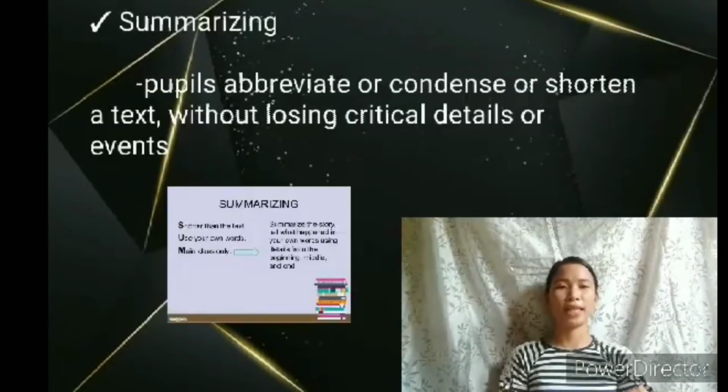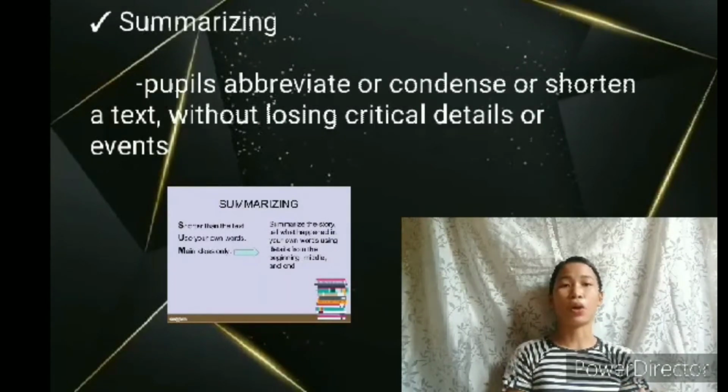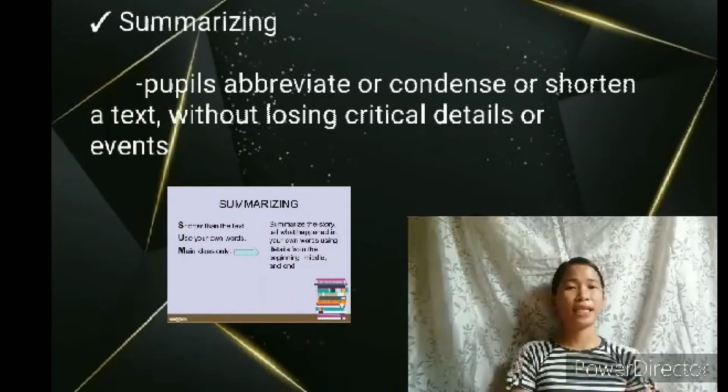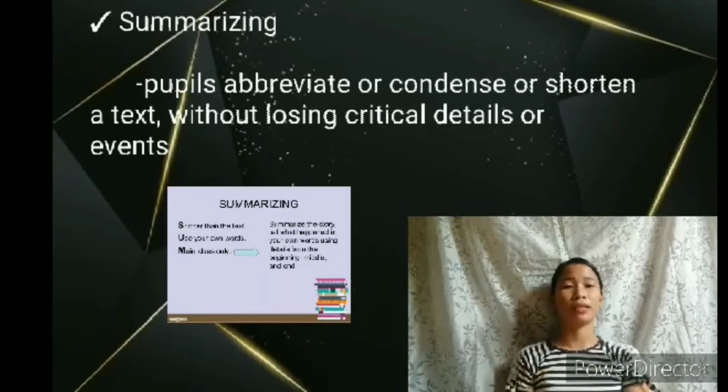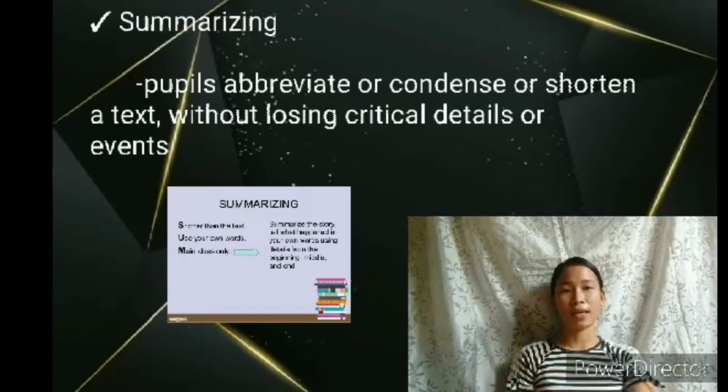Next, we have summarizing. Pupils abbreviate or condense or shorten a text without losing critical details or events. Any activity that asks pupils to retell a story is usually asking for a summary.